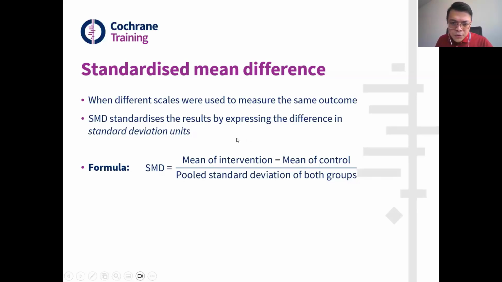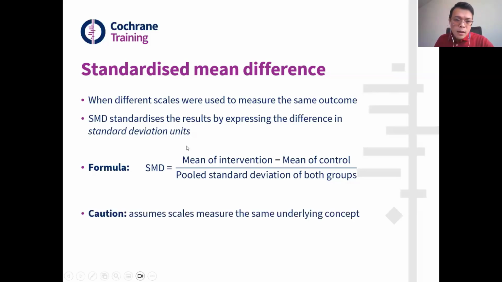So what this formula does is it allows us to express the mean difference in a common metric. Now it is in standard deviation units. We are no longer using the unit of measurement of the original scale. It's now in standard deviation units for all the studies. And when we are using standardized mean difference, just be careful that the scales you are using are truly comparable, because it assumes that the scales measure the same underlying concepts. It's up to you to use your judgment and decide if the scales are similar enough to be combined to give a meaningful answer to your review question.